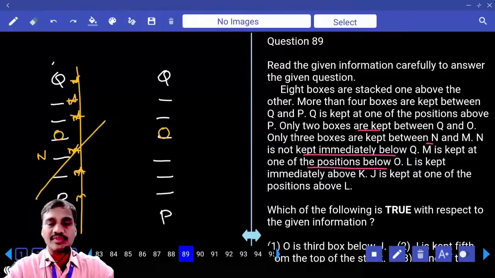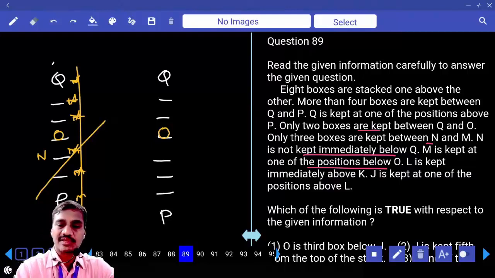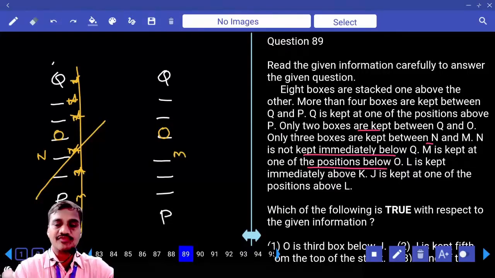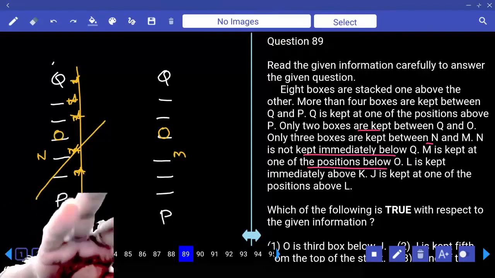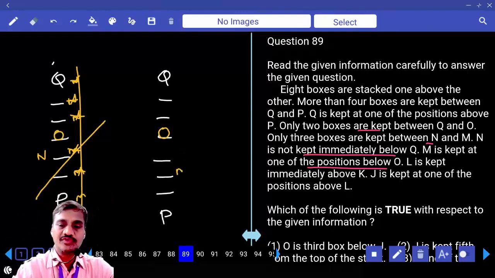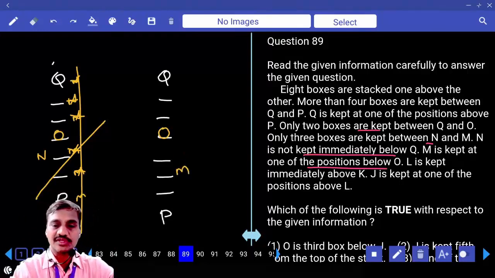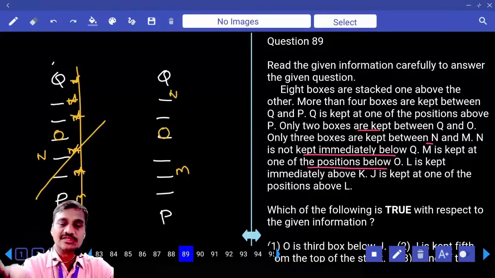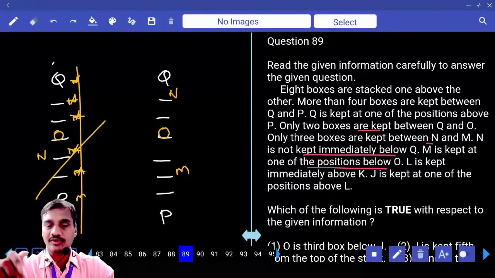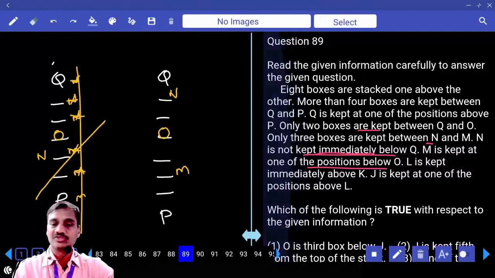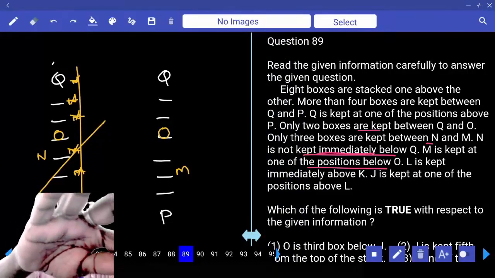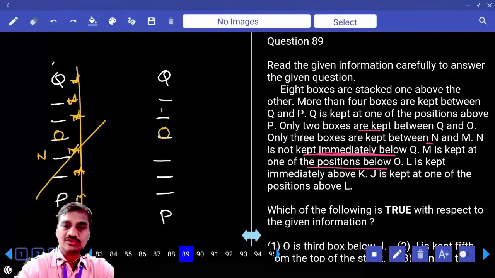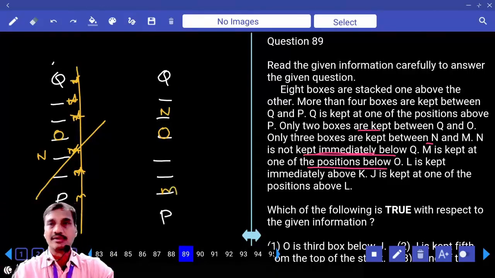Done with this? Then what is the next one we have? And M. Can we have M at this place? If we have M at this place, 3 boxes between M and N not possible. Hence M cannot be here. Then if you take M at this place, then 3 boxes between M and N is at this place. It is possible or not? No. Why is it no here? N is not immediately below this Q. Hence N and M cannot be here as well. Then what is the only possibility we have? N is here, 1, 2, 3, M is at this place. Done with this?